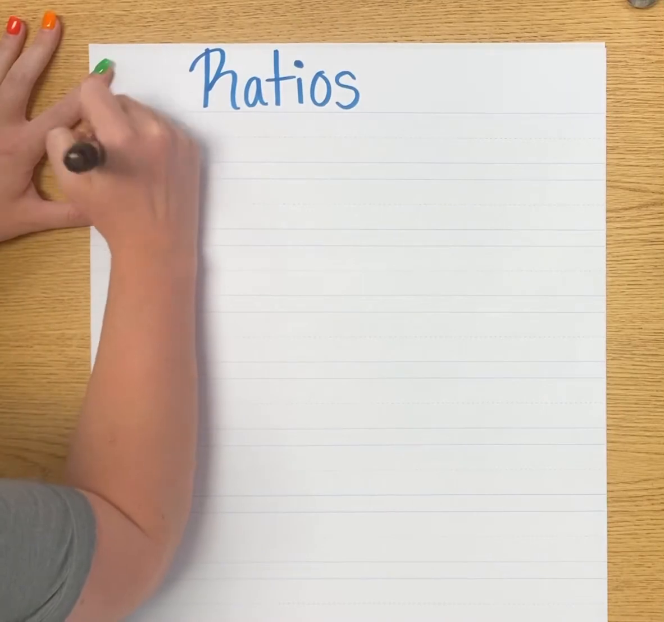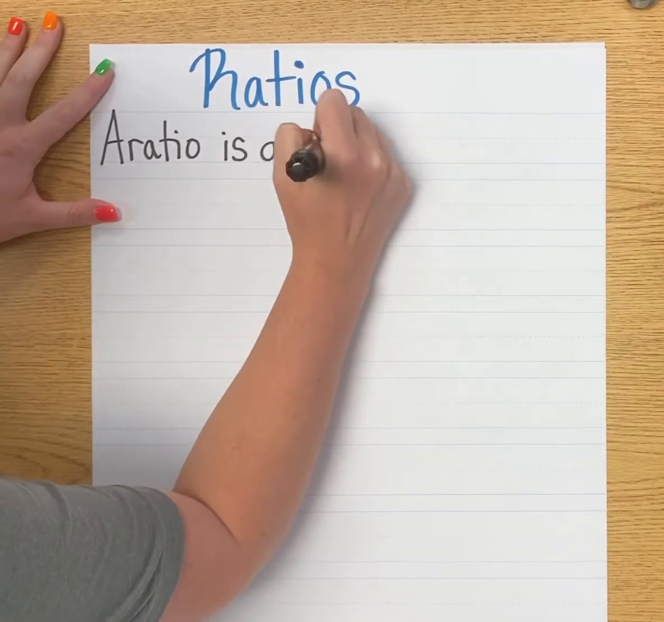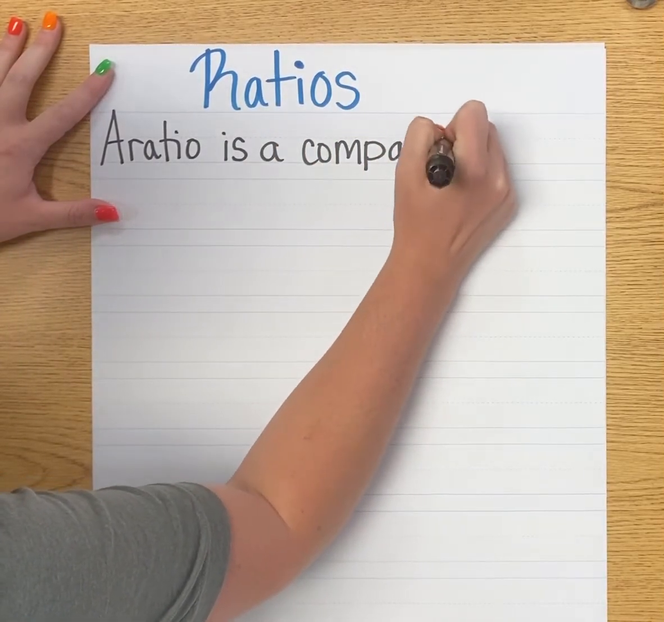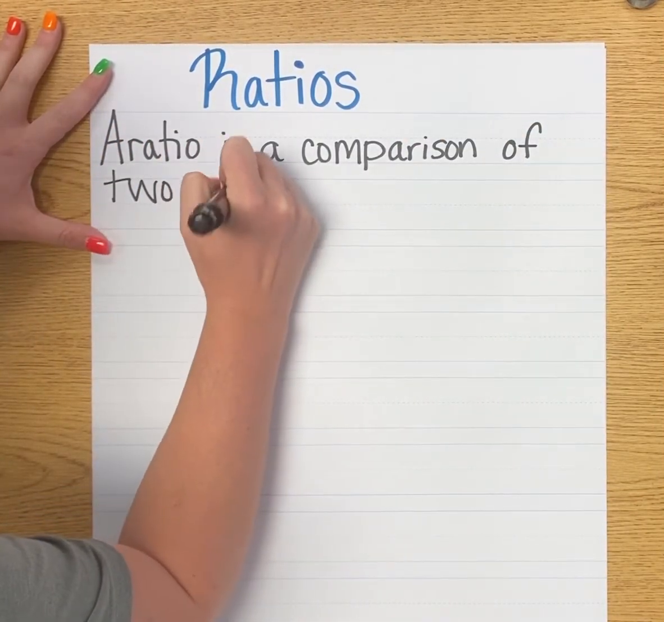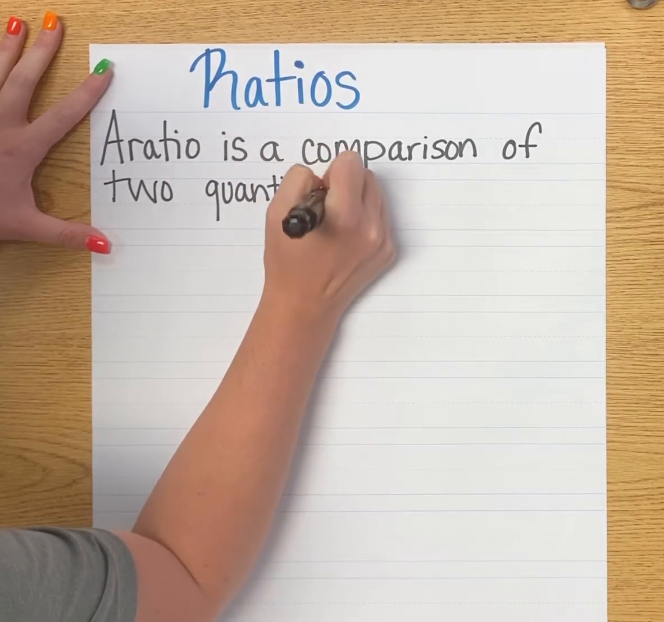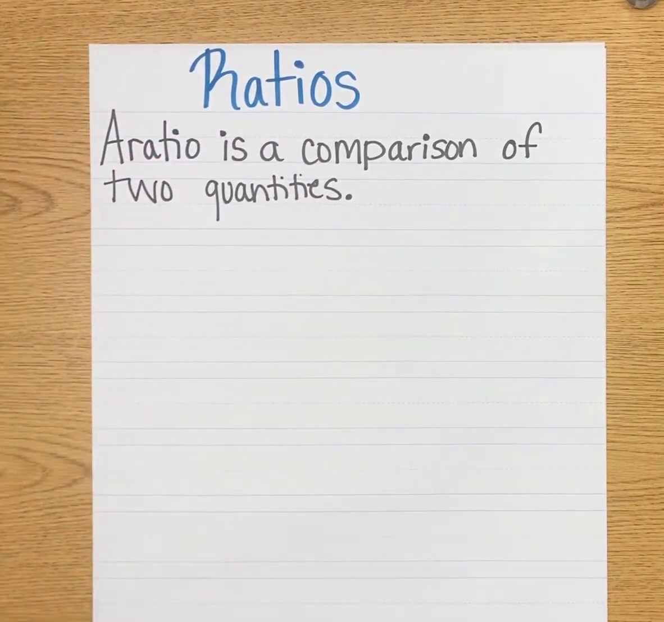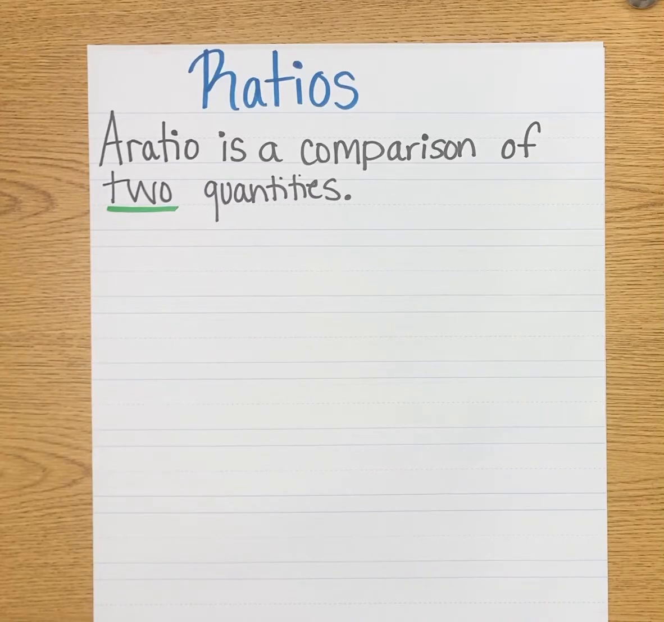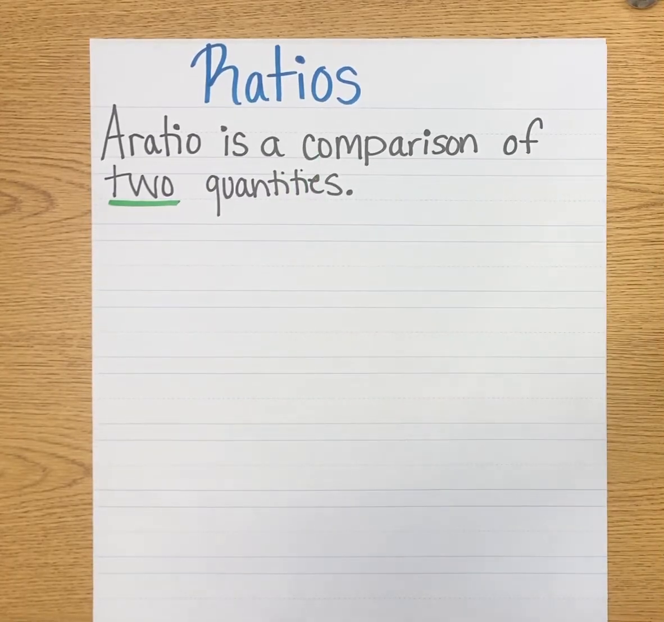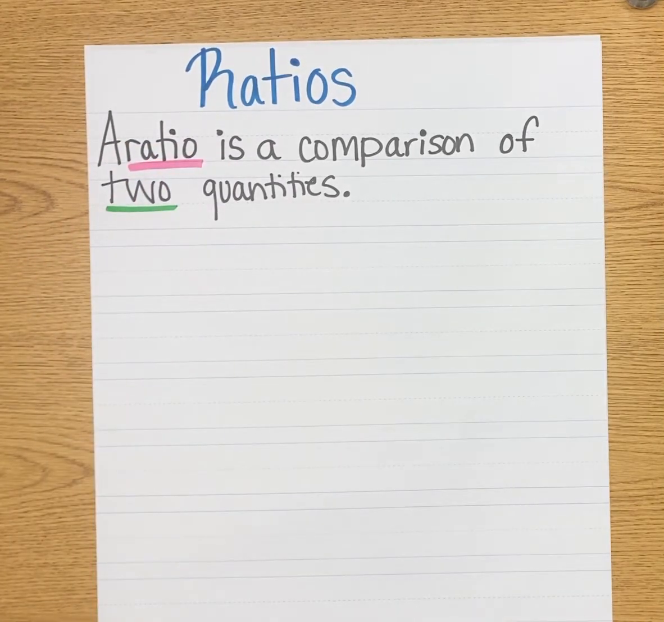So, a ratio. Make sure your notebook is out and that you are taking notes as I am creating our anchor chart. A ratio is a comparison of two quantities. So that means that we're taking two different quantities or amounts and we are comparing them. A ratio is a comparison.